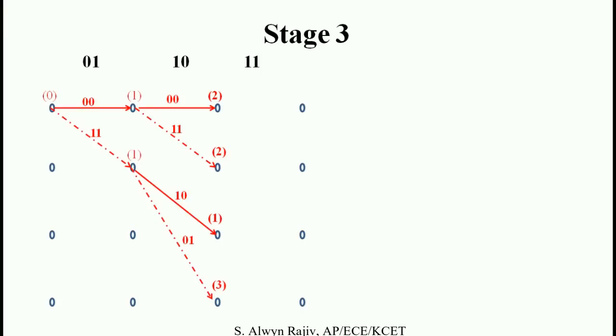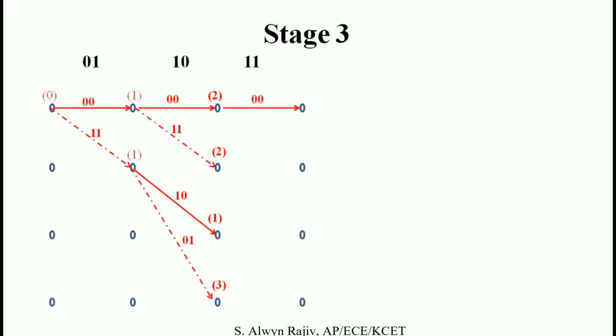This stage 3 is a special stage for this problem. In stage 3, each node is receiving two paths. For these two paths, we have two code words, and at each node we have two metric values. Okay, let us see. First, now we are receiving the third received sequence 1, 1. This step follows the previous one.